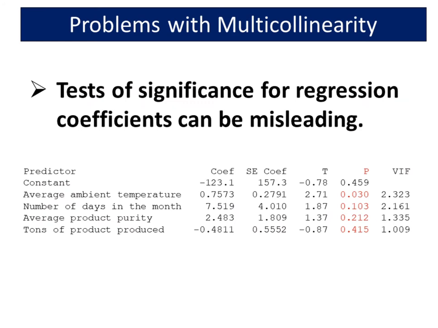Secondly, tests of significance for regression coefficients can be misleading. You might not be able to trust the p-values to identify independent variables that are statistically significant. It becomes difficult or impossible to say which variable is really influencing the dependent variable.